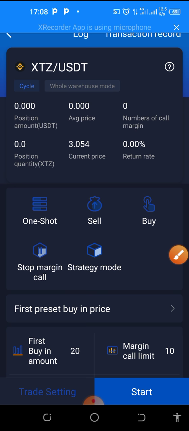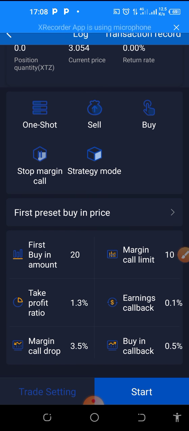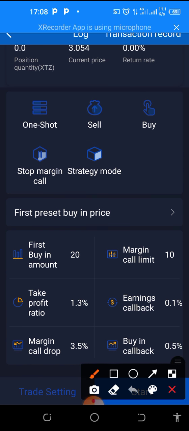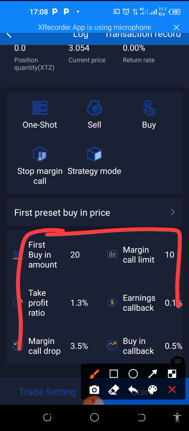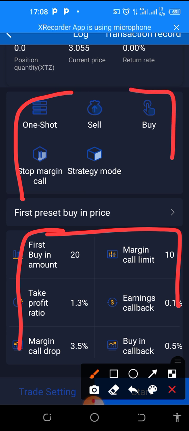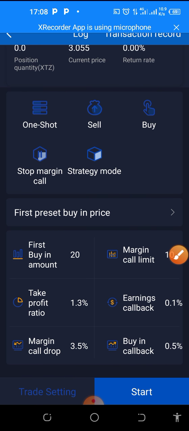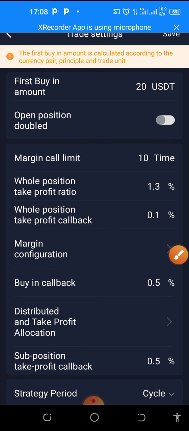Once I click on it, it brings me to this area. You need to actually understand everything here. First of all, let's take it one step at a time. Where you want to come next is trade setting. I want to start from trade setting. So you come to trade setting, and we'll click on it.